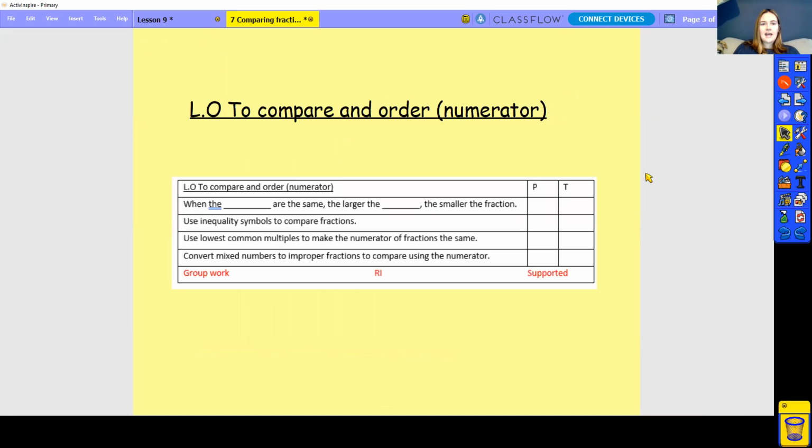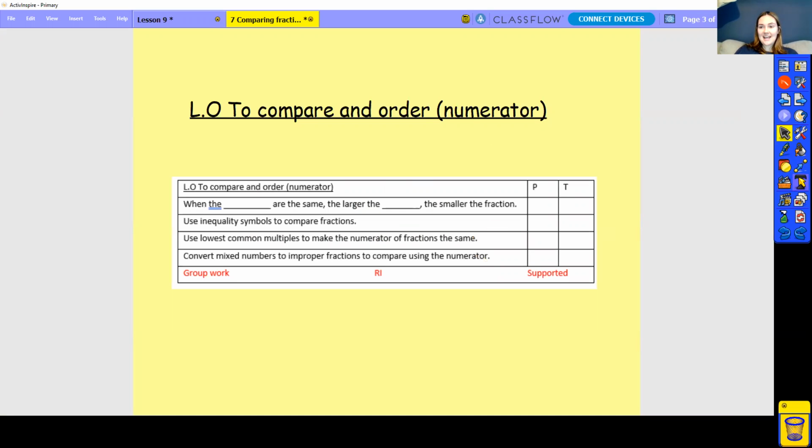So today's job is to compare and order with the numerator. So we did this the other day with denominators. We're just doing it again with the numerator. So when the numerators are the same, the larger the denominator, the smaller the fraction.